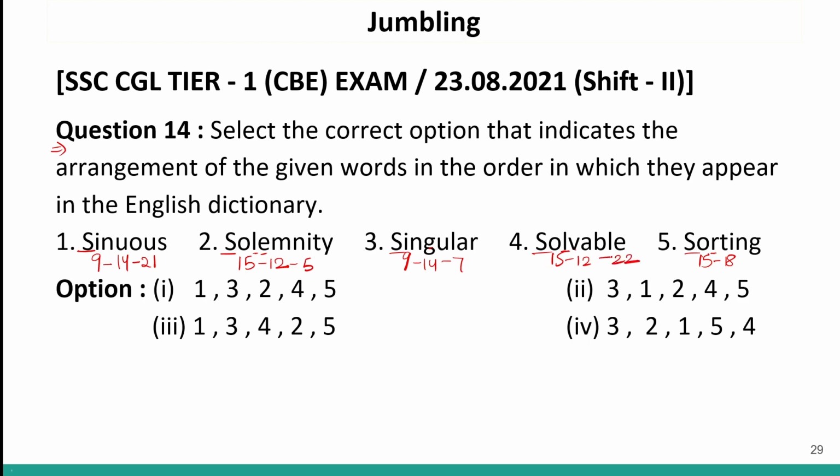So the correct order will be, the first word will be singular. Then after this, the next word will be sinus. Then after this, the next word will be solemnity. Then after this, the next word will be solvable. And then after this, the next word will be sorting. So the correct sequence will be 3, 1, 2, 4, 5. 3, 1, 2, 4, 5 is given in option number 2. So option number 2 will be the correct answer.